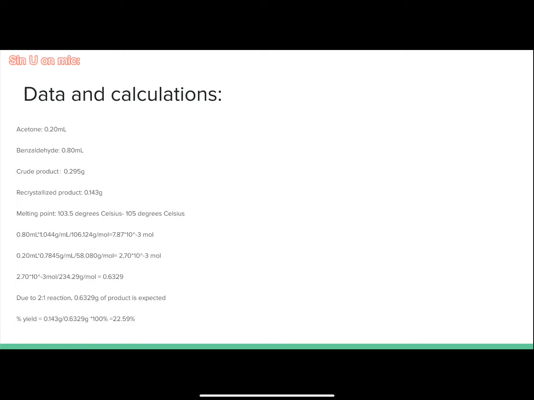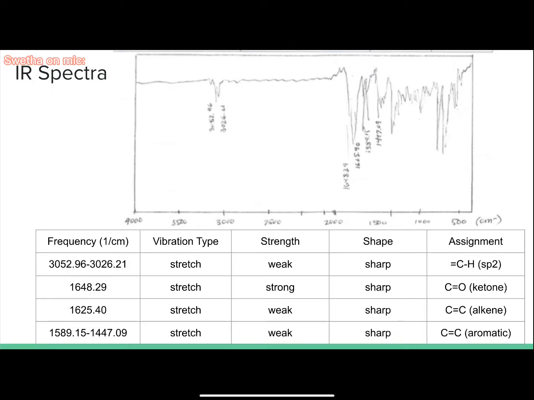Due to the 2-to-1 reaction, 0.632 gram of product is expected, and the percent yield is 22.59%. The IR spectra showed 4 important peaks. The first peak, with a frequency of about 3052 to 3026, indicated an sp2 hybridized CH stretch of weak strength and sharp shape.